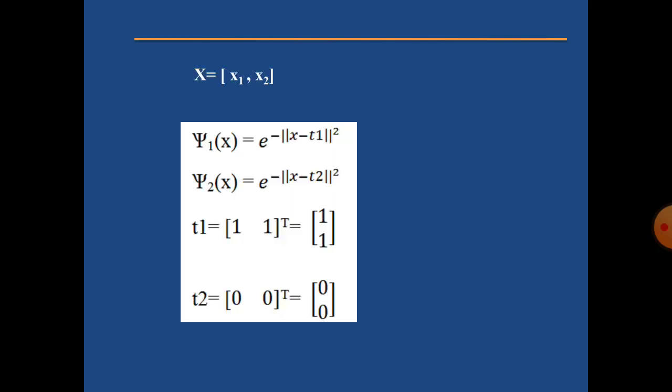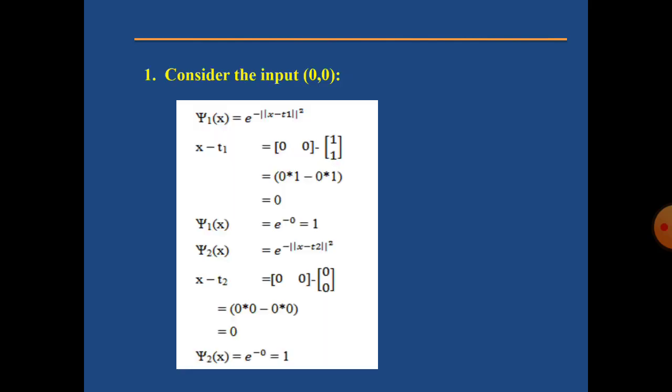Now what we have to do is, we know t1, t2, and by using this formula we have to calculate psi1 of x, psi2 of x. Coming to the first one, consider the input 0 comma 0. Psi1 of x equals e to the power minus mod x minus t1 whole square. So first we have to calculate x minus t1, which gives 0. So psi1 of x is e to the power minus 0, that equals 1.